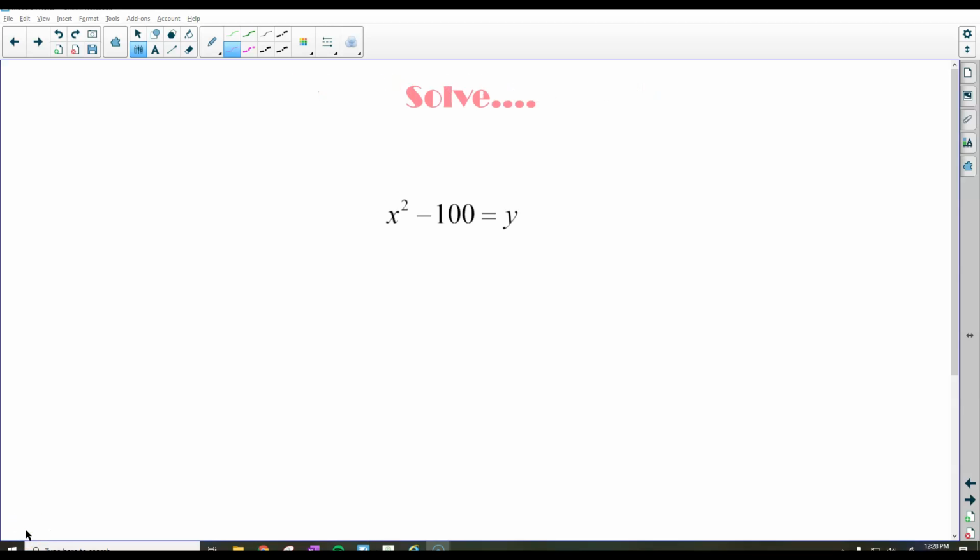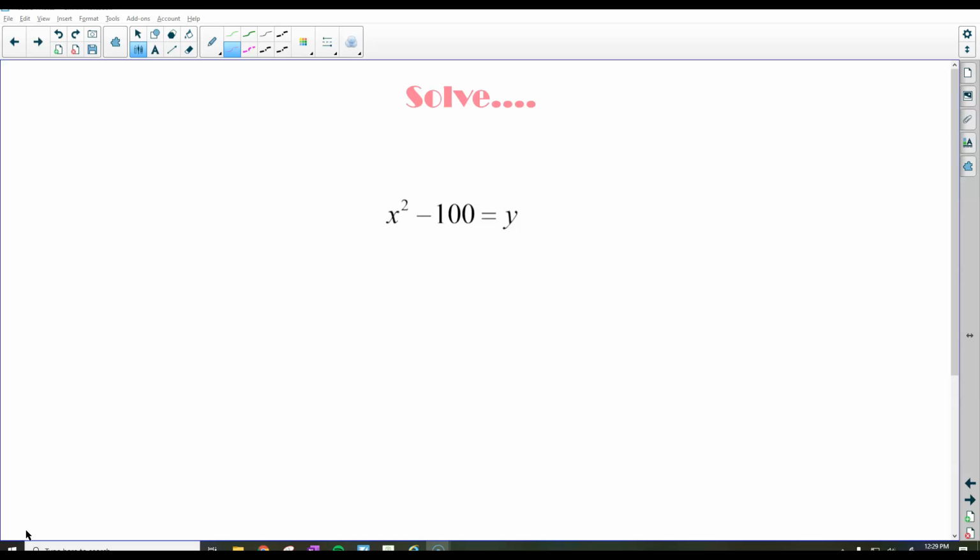So here we go with solving. Please write down x squared minus 100 equals y. And as you are writing this down, please visualize what this graph looks like in your head. By the way, I have seen some stuff on your sketch notes regarding this kind of problem. If you notice, the bx is missing. And if the bx is missing, what kind of form is it in? It is in both vertex and standard form.